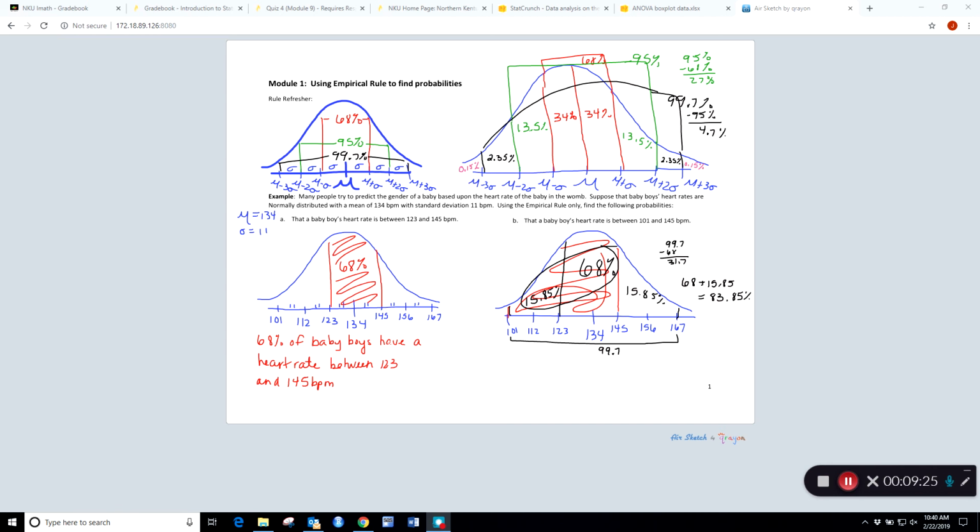So this time I would say that 83.85% of baby boys have heart rates between these two values, between our 101 and 145 beats per minute.